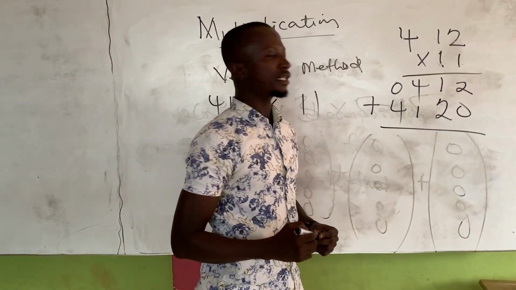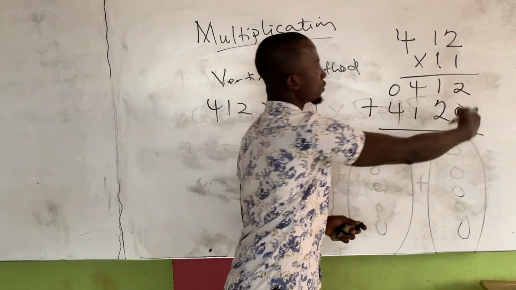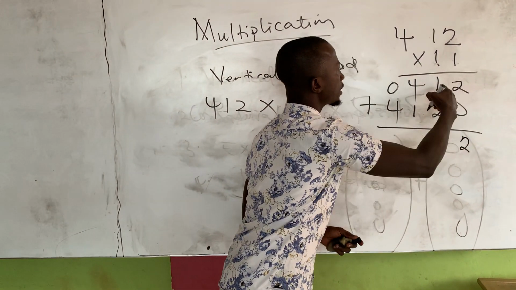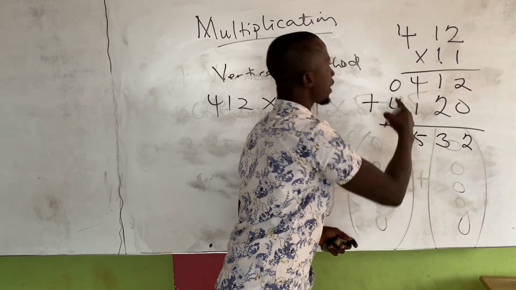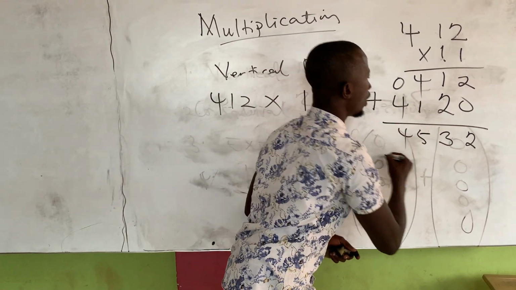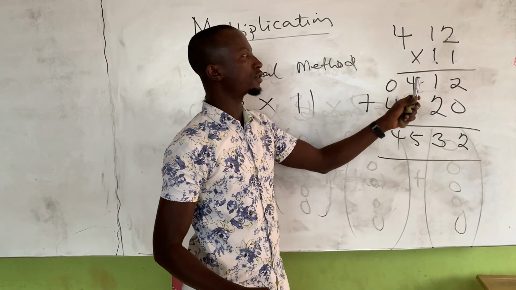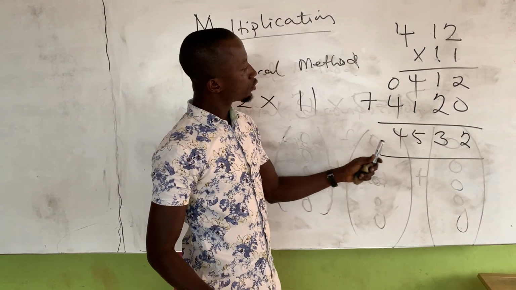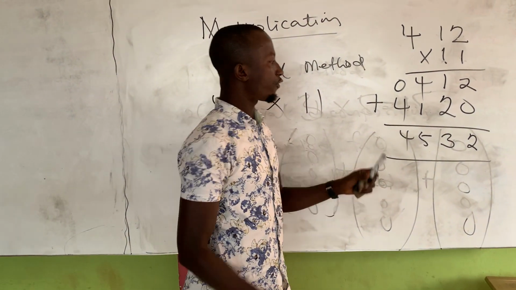Now let's take our addition. We start from the immediate right, that is from the ones. So this and this is 2, this plus this is 3, 4 plus 1 is 5, and 0 plus 4 is 4. So at the end of the day, we have 412 times 11 equal to 4,532.